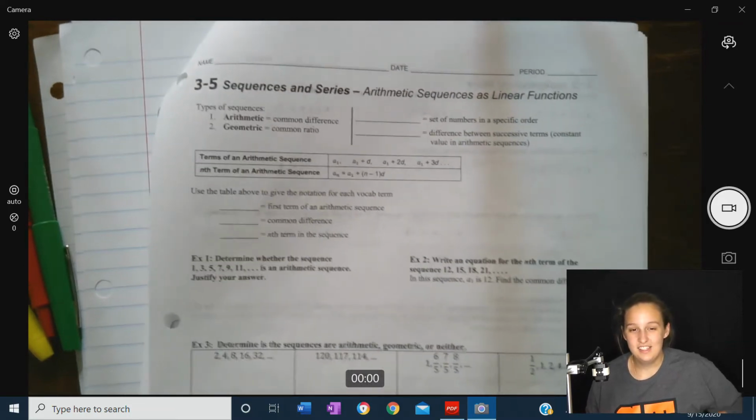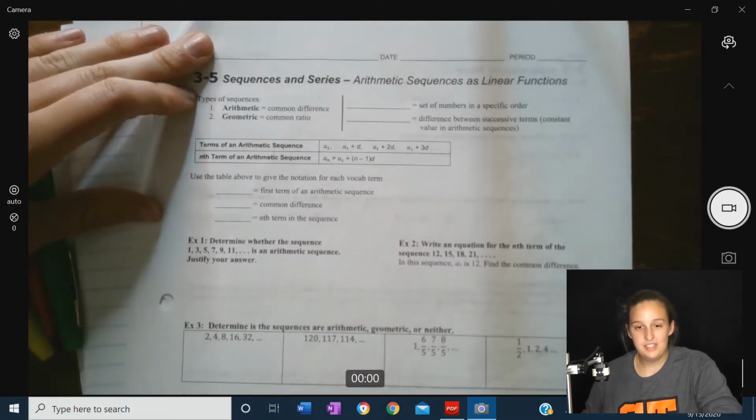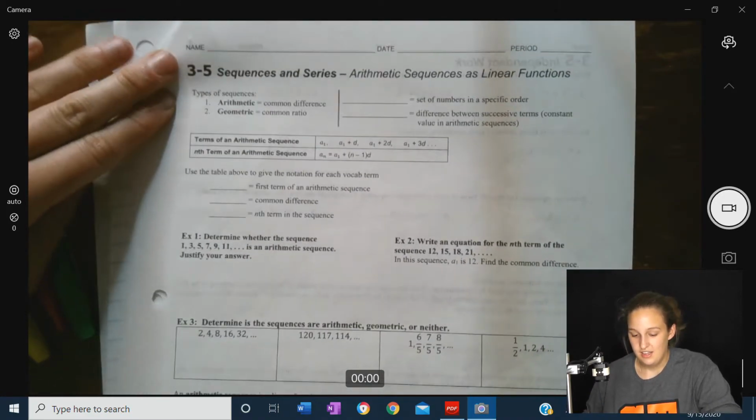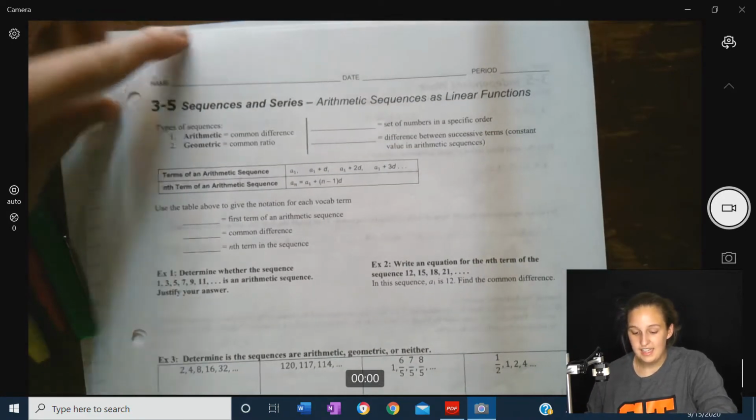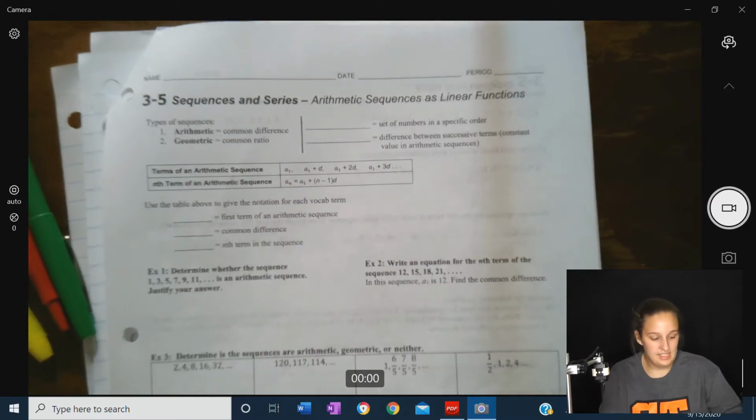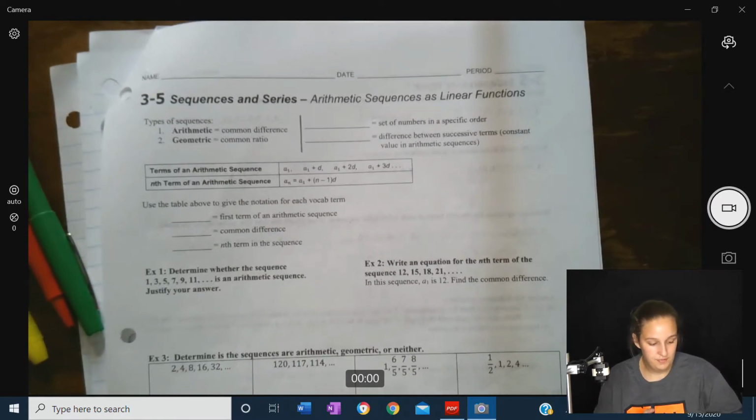Hey guys, so this is 3-5 sequences and series. So this is kind of cool. This is looking at how things relate and looking at the series of those.